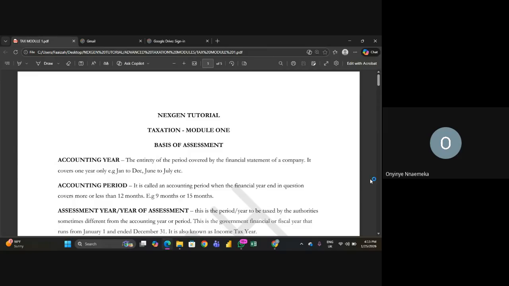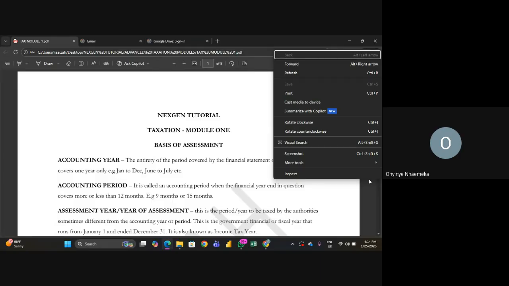Whenever you see a particular financial statement that says "for the period ended" a particular date, so when the word period is used in lieu of year, that means that particular statement covers either more than 12 months or less than 12 months.